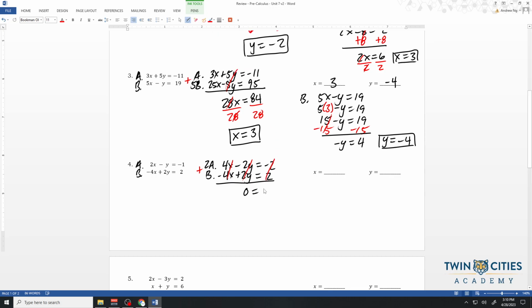That also is 0. When this happens, when you go to solve these problems and you end up with 0 equals 0, this tells you that you'll have infinite solutions. In other words, these two lines are actually the same line. All right, let's keep going.